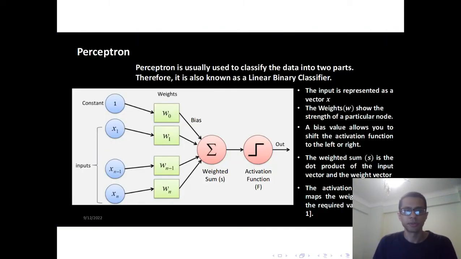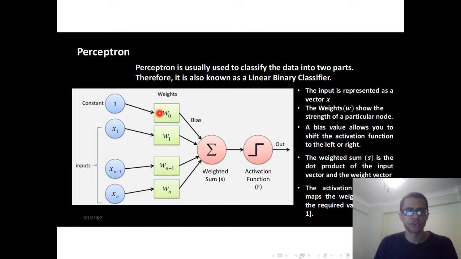The perceptron is the building block of the neural network. It is analogous to a brain cell or a neuron. Perceptron is usually used to classify data into two parts with probabilities. Therefore, it is also known as a linear binary classifier. The input is represented as a vector x.